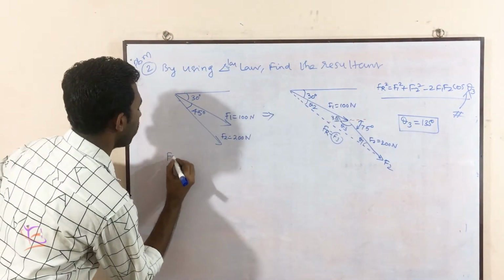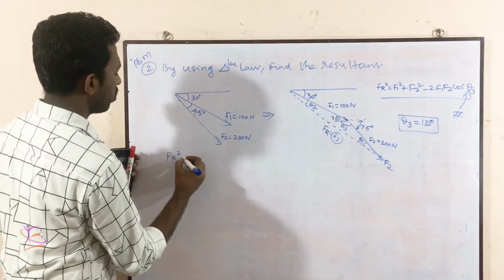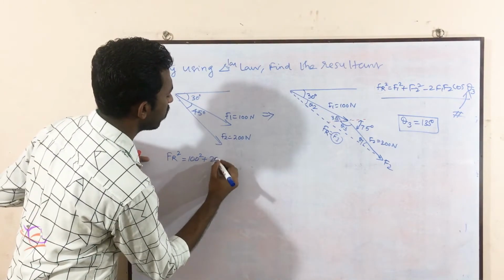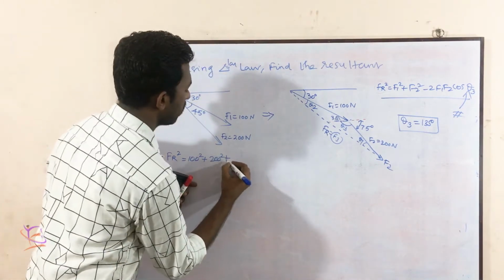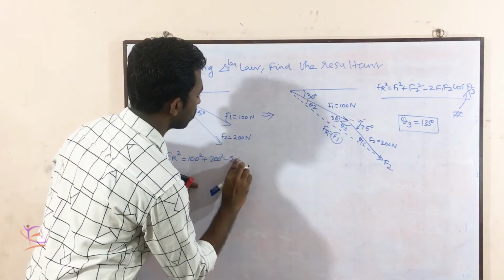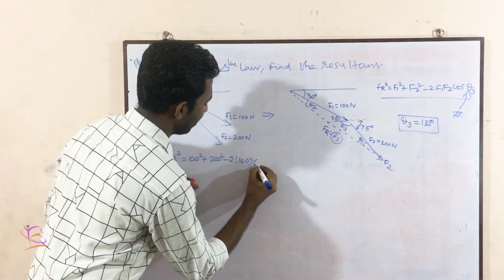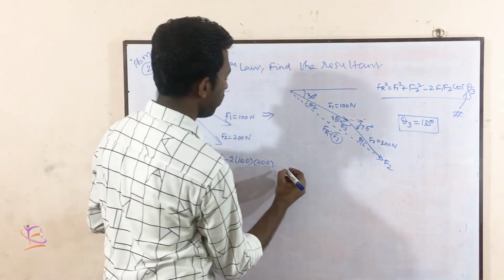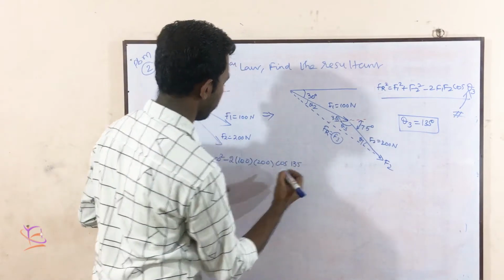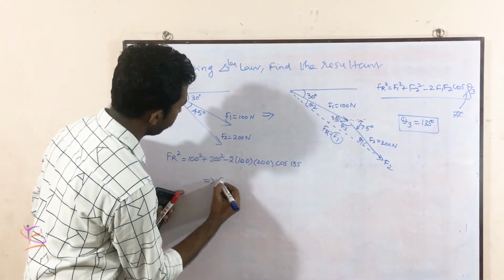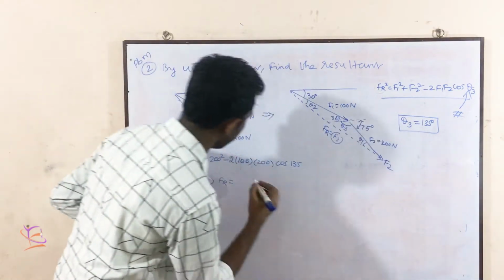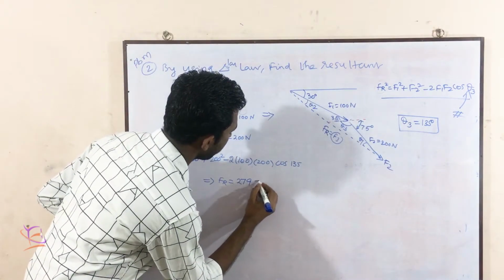So FR square equal to F1, which is 100, square, plus F2, which is 200, square, minus 2 F1 F2 into cos theta 3. What is the value of theta 3? 135 degrees. While doing all this calculation, finally you will get the answer: FR is equal to 279.79 Newton.